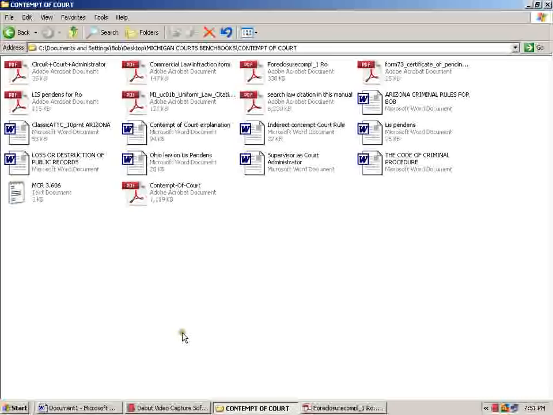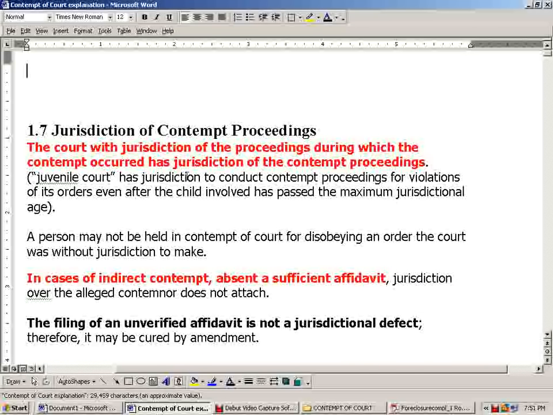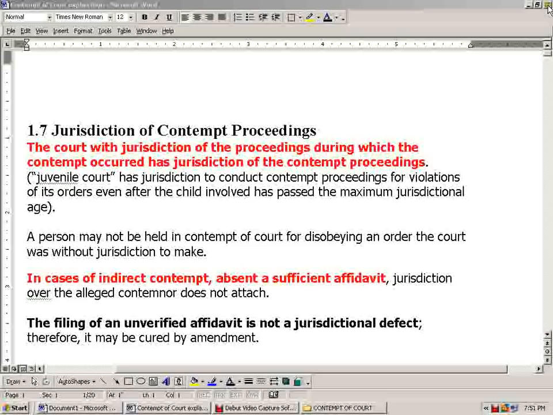So contempt of court explanation. So this is out of that book I was talking about. Close as many of these things as I can. They bother me.